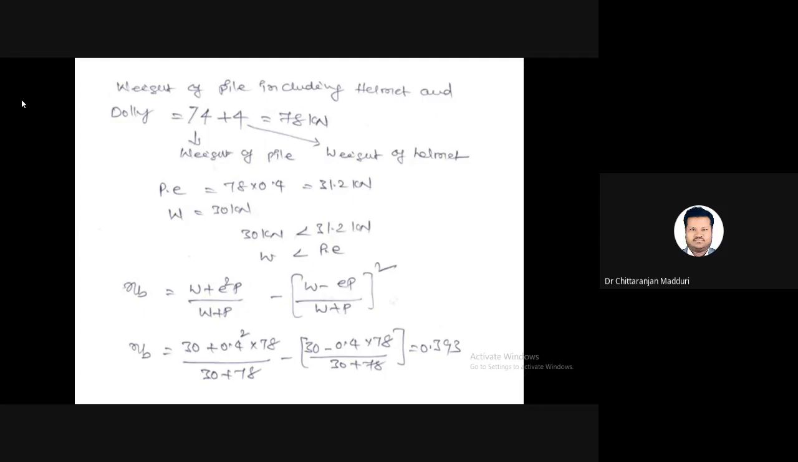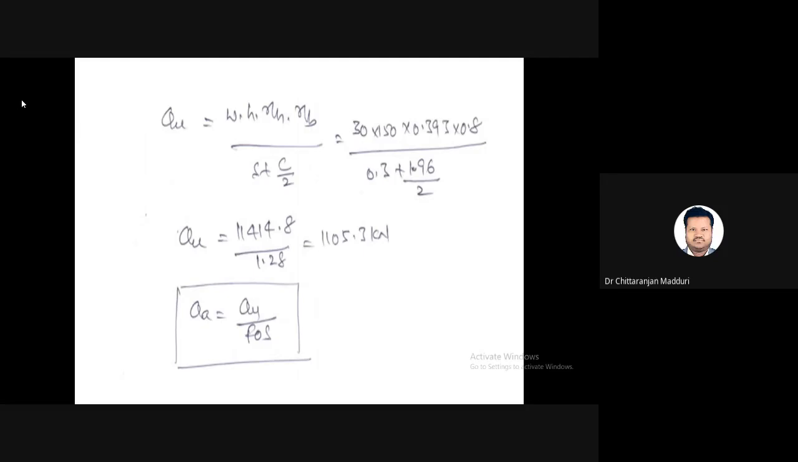Efficiency of hammer blow is given by (W plus e square P) by (W plus P), minus ((W minus eP) by (W plus P)) whole square. By substituting the values in the above equation, efficiency of hammer blow equals 0.393. So ultimate load carrying capacity equals weight of hammer 30, height of fall 150 centimeters, efficiency of hammer 0.393, efficiency of hammer blow 0.8, set value 0.3 plus constant elastic compression 1.96 by 2. So ultimate load is equal to 1105.3 kilonewtons.